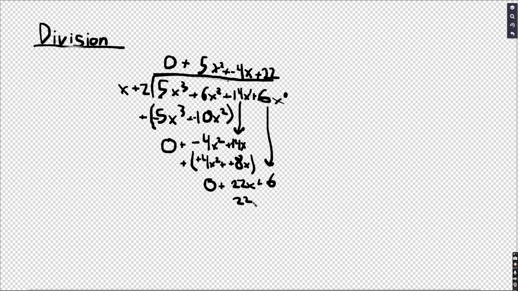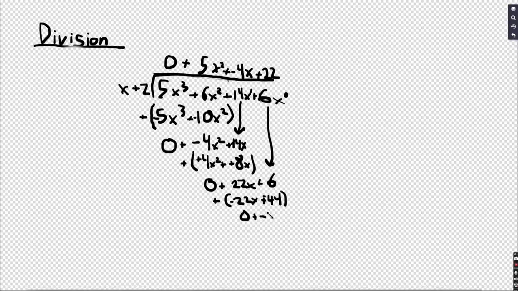So x times 22 is 22x, and 2 times 22 is 44. And remember, now we're subtracting, so it's minus 22x and minus 44. So now we're left with 0. We got 0. And now you get negative 38. This is what you call a remainder.